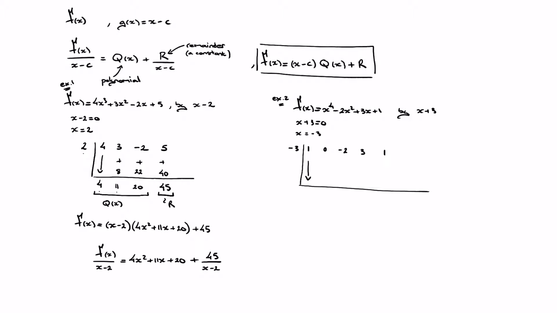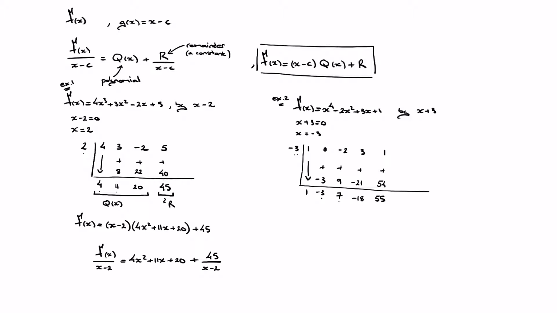So we carry down the 1. Negative 3 times 1 is negative 3. Plus 0 is negative 3. Negative 3 times negative 3 is 9. Negative 2 plus 9 is 7. Negative 3 times 7 is negative 21. Plus 3 is negative 18. And negative 3 times negative 18 gives us 54. And 1 plus 54 is 55.